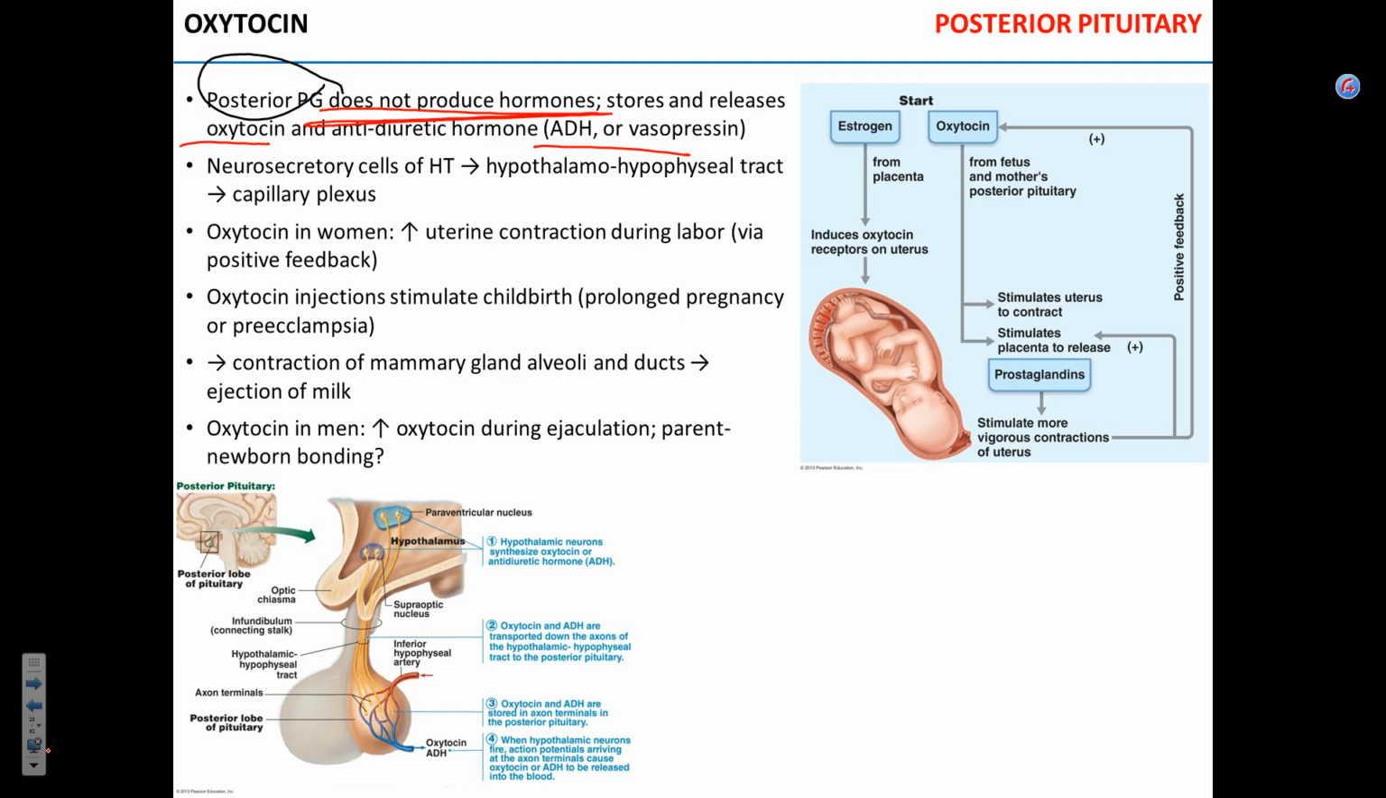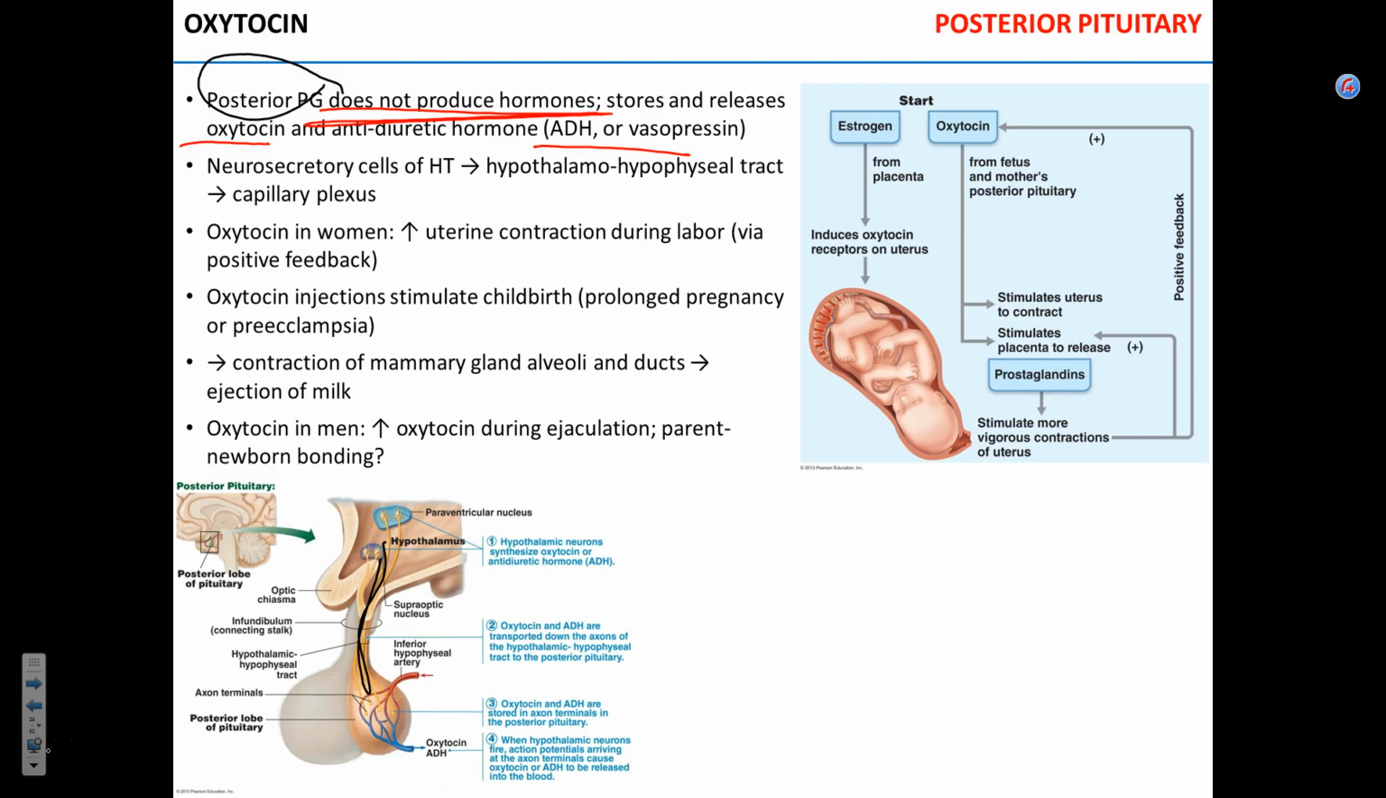This is the pathway. So you have neurosecretory cells. Neurosecretory cells are essentially modified neurons. Okay? So these modified neurons form the so-called hypothalamo-hypophyseal tract. You see? The tract, the path made by these neurons. That's the hypothalamo-hypophyseal tract.